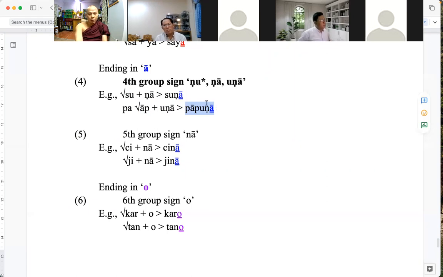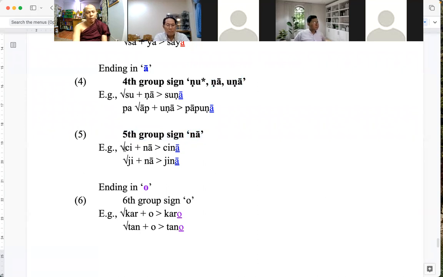So these vowel bases are ending in u. And then next, the fifth group sign is also na, but without the dot, you see. The fourth group sign is nu, una, but not with the dot. But the fifth group sign is na without the dot.